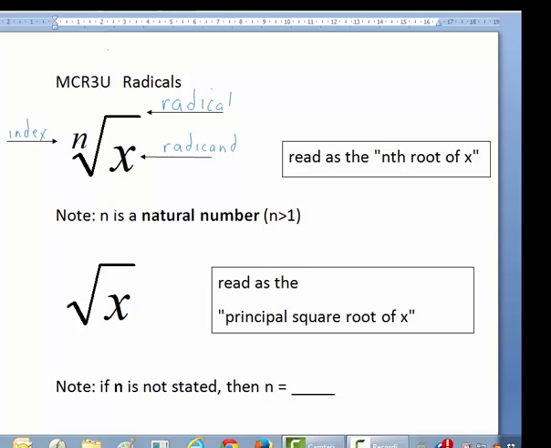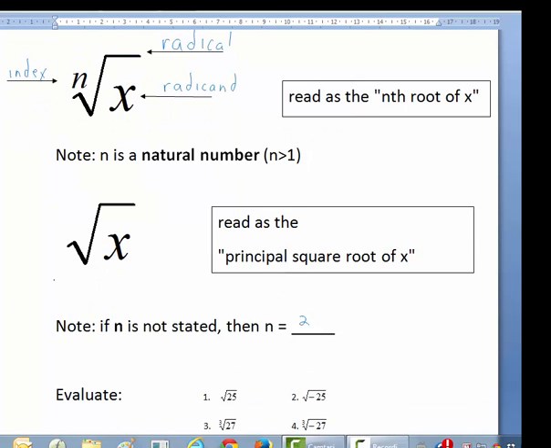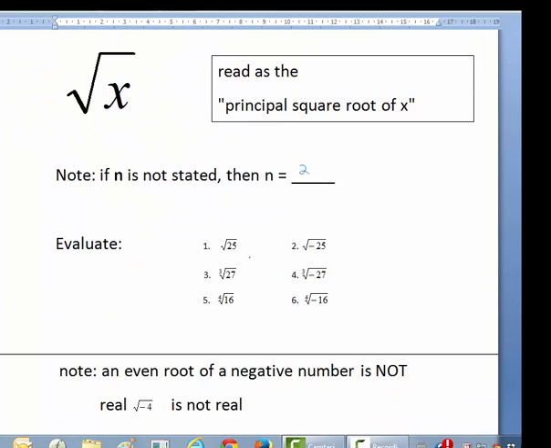N, the index, is always a natural number bigger than 1. When no index is indicated, we read this as the principal square root of x. If n is not stated, then n is equal to 2 automatically. Try these, and then when you have finished, we'll take them up.